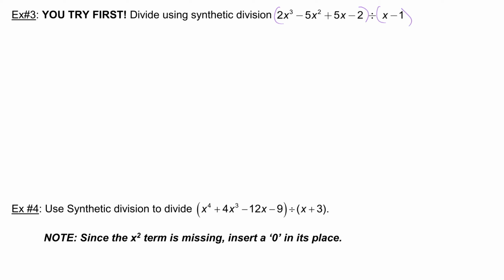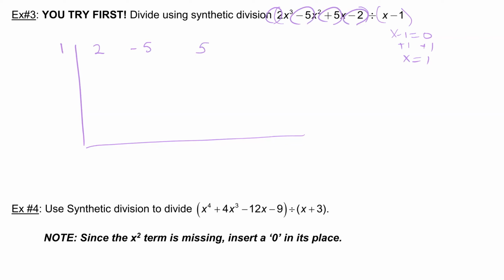So I have x minus 1, so if I set that equal to 0, I see I'm going to have 1 as my number over here. Write down the coefficients in leading order. Let's see, 3, 2, 1, 0. All right, so I have all of my exponents. So I just write out my coefficients, 2, -5, +5, and -2. Bring down the first number.